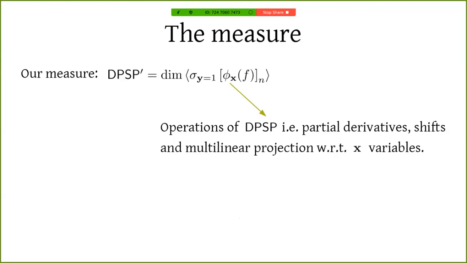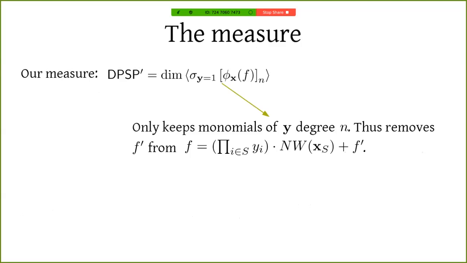However, unlike the DPSP measure, where these 3 operations are carried out with respect to all the variables in f, we only carry out these operations with respect to the x variables and not with respect to the y variables. The first new operation that we introduce only keeps monomials of y degree exactly n. Notice that this operation removes f prime from the polynomial f.